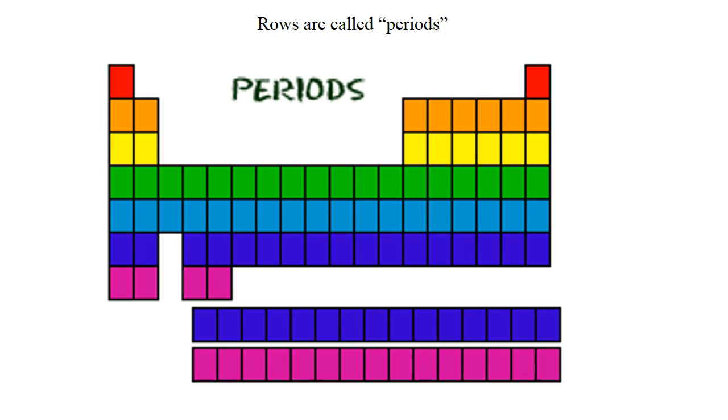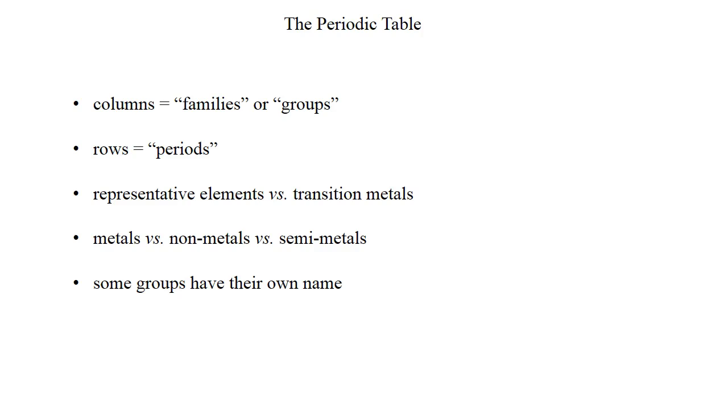Rows are called periods, and so you can see here row 1 is highlighted as red, and then period 2 is orange, and period 3 is yellow, and so on and so forth. The third point here is the difference between representative elements and transition metals. And so we can divide the table into those two types of elements.